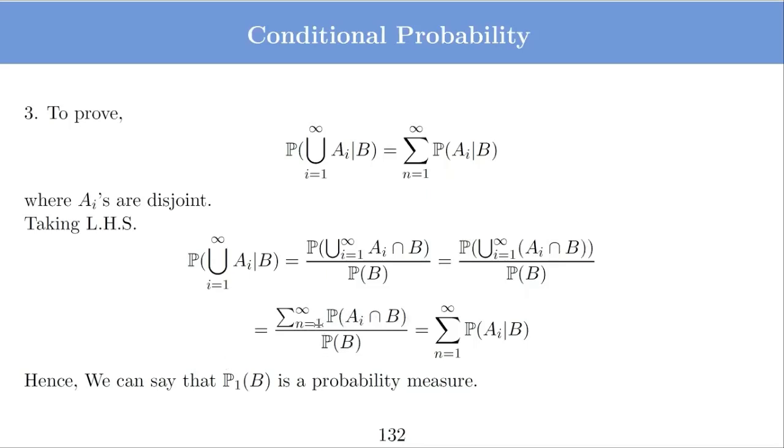Now you can take this summation out of the ratio, which gives summation over n of probability of Ai intersection B divided by probability of B, which is by definition equal to probability of Ai given B. Okay, so we have proved that the countable additivity property is also satisfied by P1. So since P1 satisfies all three properties, P1 is a valid probability measure. So it will satisfy all other properties of a probability measure also.